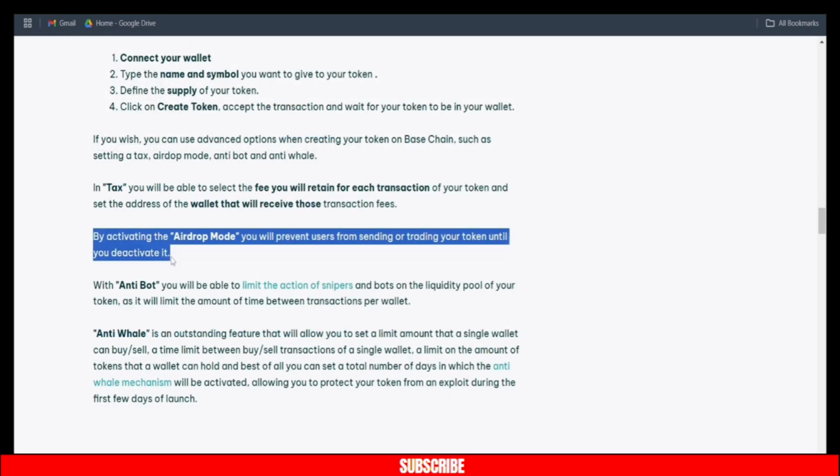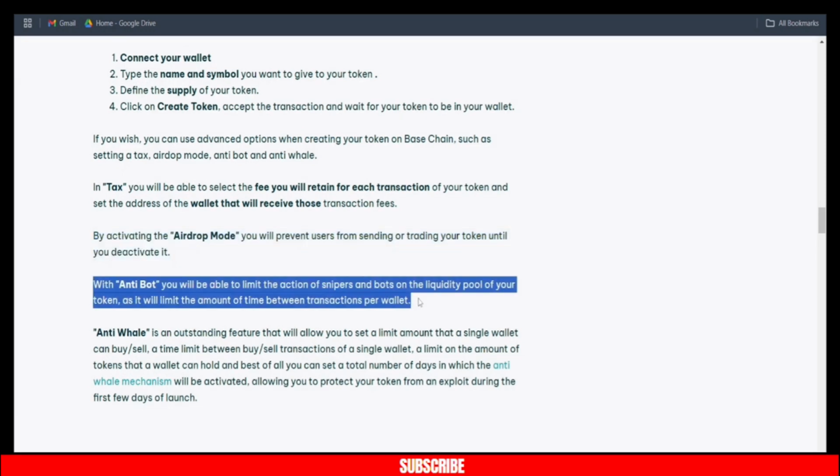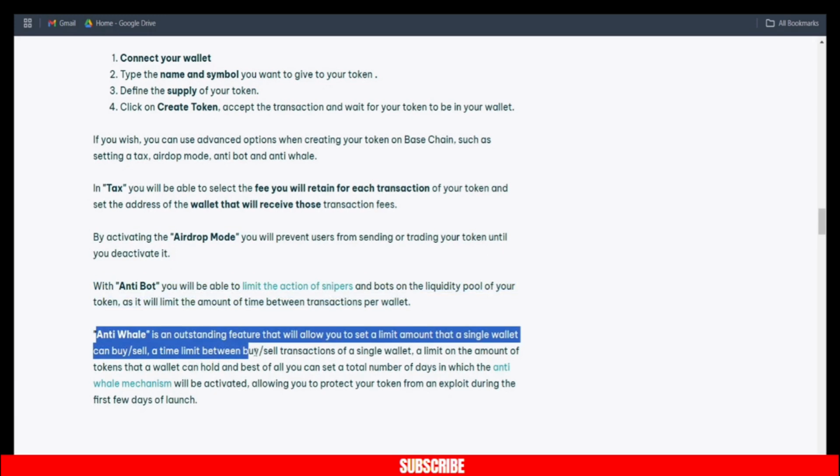Anti-whale is an outstanding feature that will allow you to set a limit amount a single wallet can buy or sell at any time, the limit between buy or sell transactions of a single wallet, and the amount of tokens that a wallet can hold. And best of all, you can set a total number of days in which the anti-whale mechanism will be activated, allowing you to protect your token from exploits during the first few days.